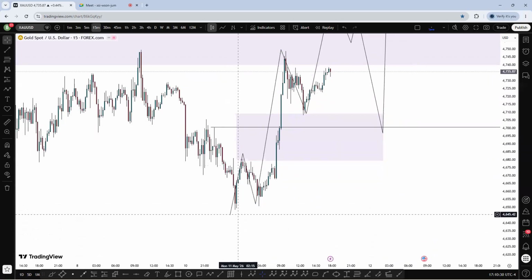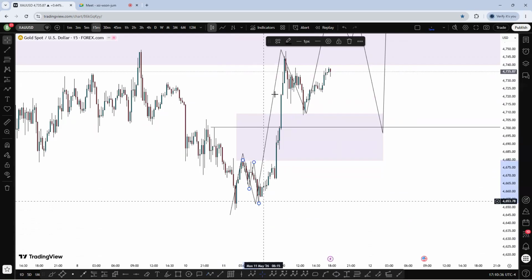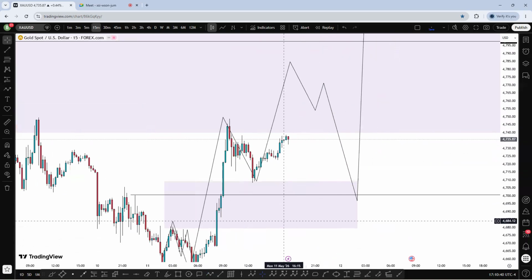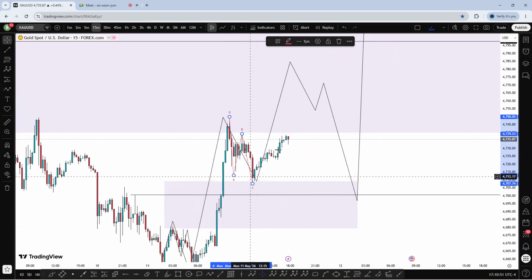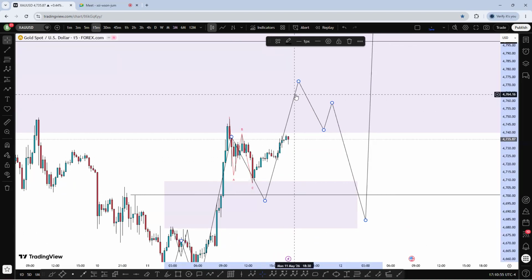First push, where is the ABC corrective move? It's here. A, B, C corrective move. Then you go higher. Now that the cycle is complete, pull back. A, B, C corrective move. Here. A, B, C corrective move. And we need the last cycle, for example. Probably you are going to take the high, then you get a pullback maybe around here.